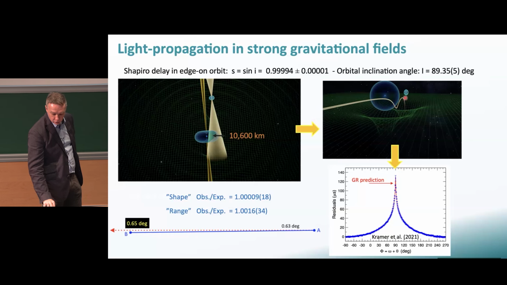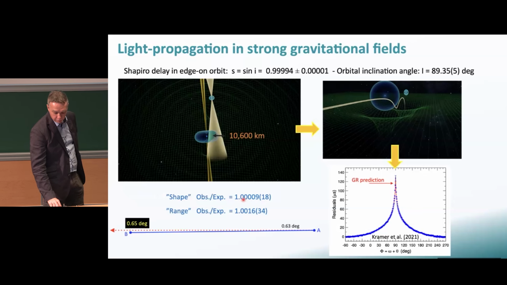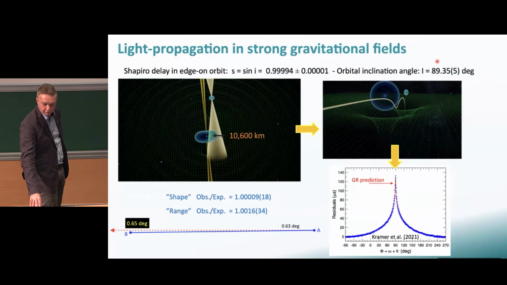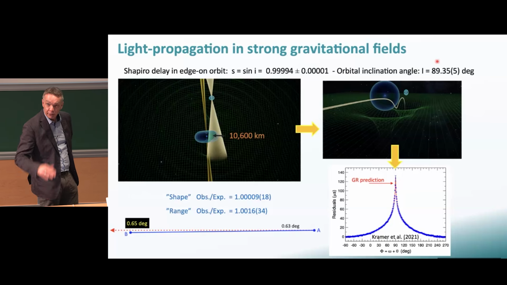And that takes a bit longer because space-time is curved, and that leads to the delay that we see. And again, if you compare the observed and the expected shape and range, you can see the beautiful confirmation that Tibor was already pointing out earlier. You can convert that into a measurement of the orbital inclination angle, and it's 89.35 plus or minus 0.5 degrees. And that's why we know it's more or less edge on.